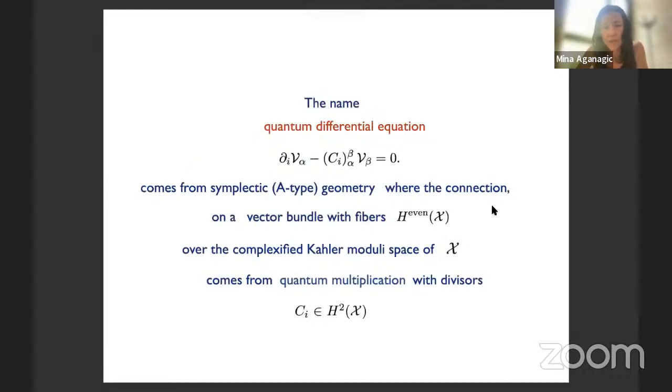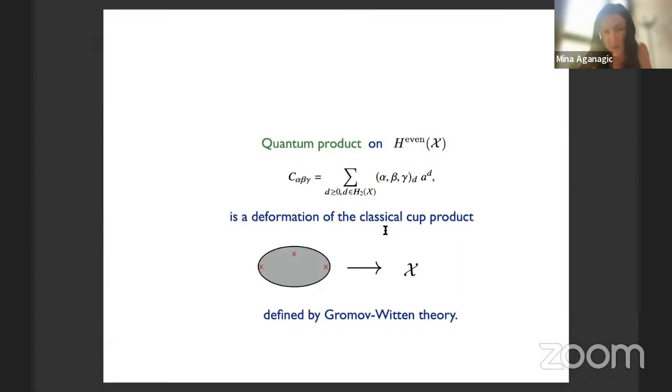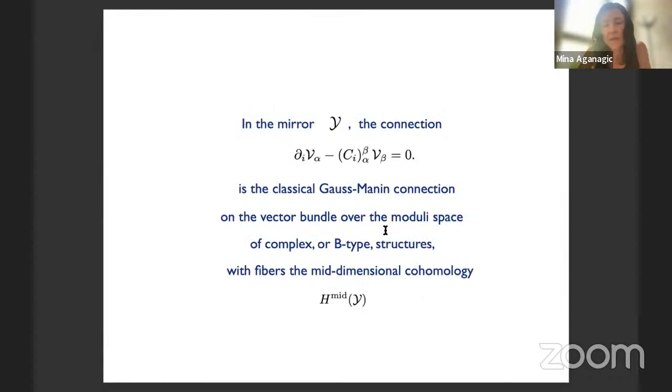The name quantum differential equation comes from symplectic or A-type geometry, where the connection on a vector bundle with fibers the even cohomology of X, over the complexified Kähler moduli of X, comes from quantum multiplication by divisors. The quantum product on the cohomology is a deformation of the classical cup product defined by Gromov-Witten theory. In the mirror, the connection is the classical Gauss-Manin connection on a vector bundle over the moduli space of complex or B-type structures with fibers the mid-dimensional cohomology of Y.